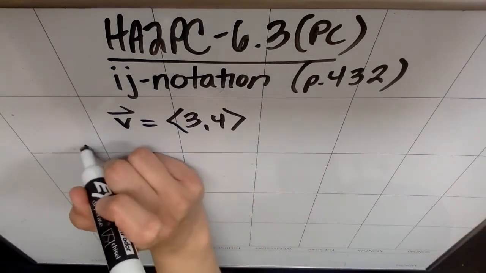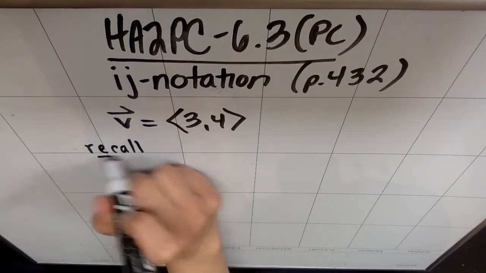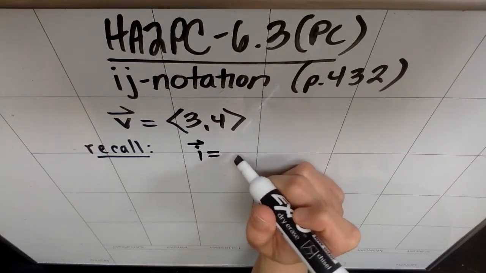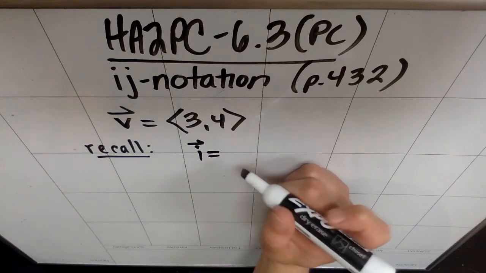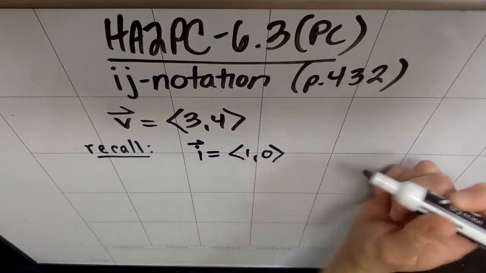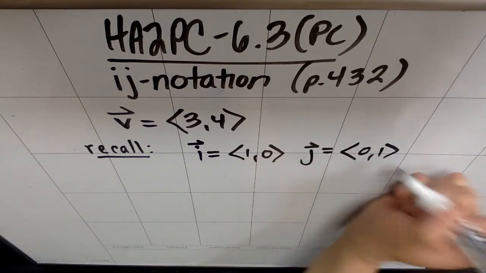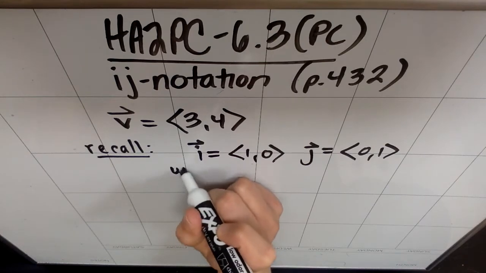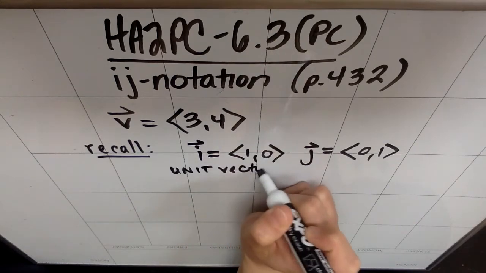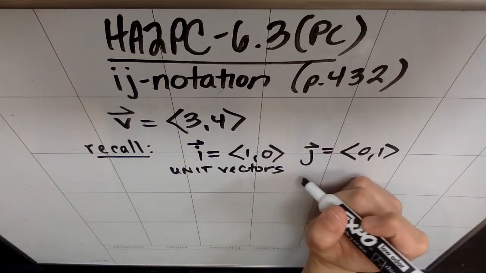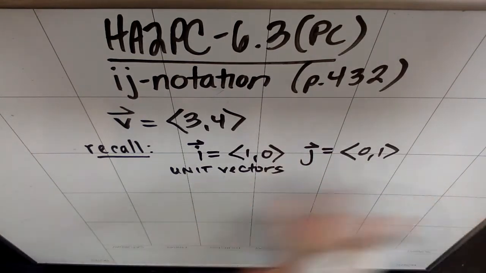If you recall when we talked about unit vectors in another video, i is actually a specific vector. i is the unit vector 1 in the positive horizontal direction, so 1, 0. And j is also a specific vector. It's the vector 0, 1. So these are both unit vectors. They're specifically named this: i is the unit vector in the positive x direction, and j is the unit vector in the positive y direction. These unit vectors always have the same meaning.